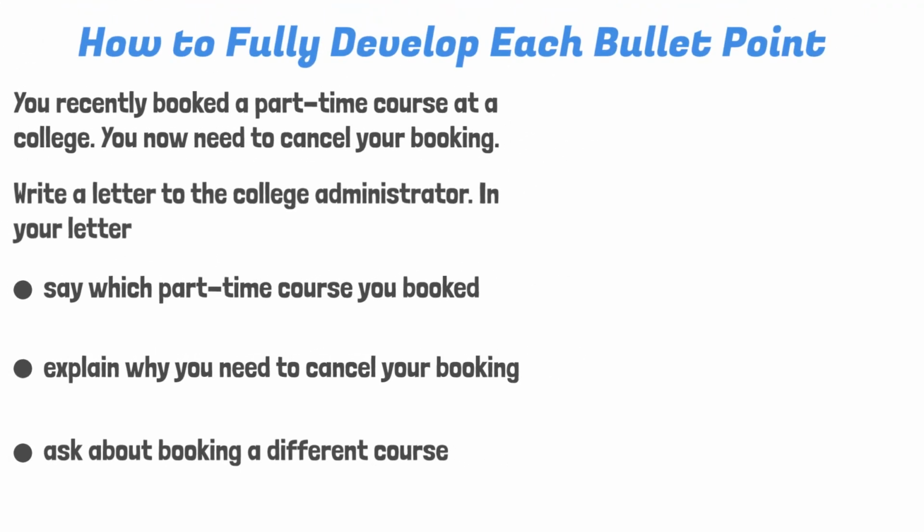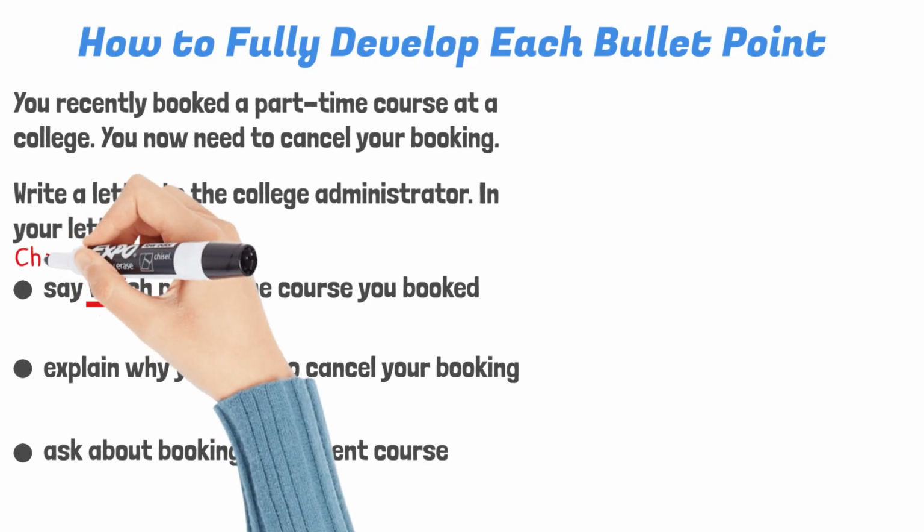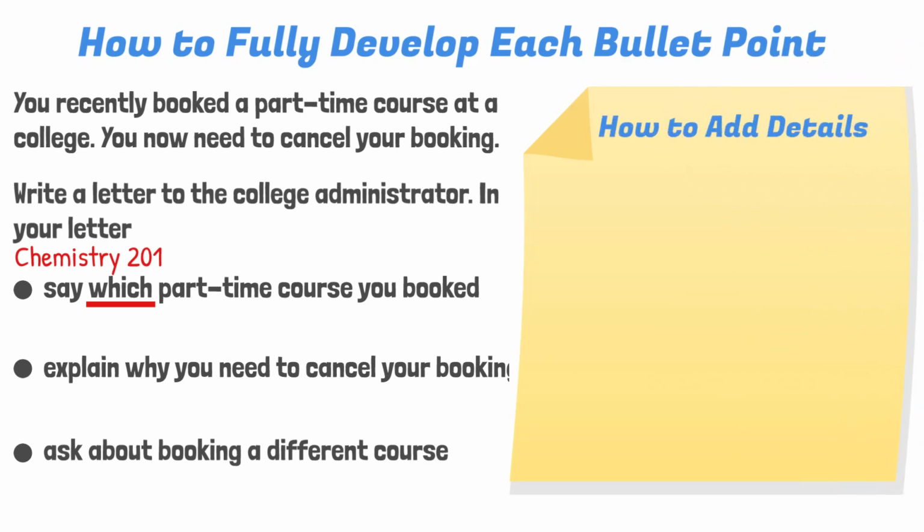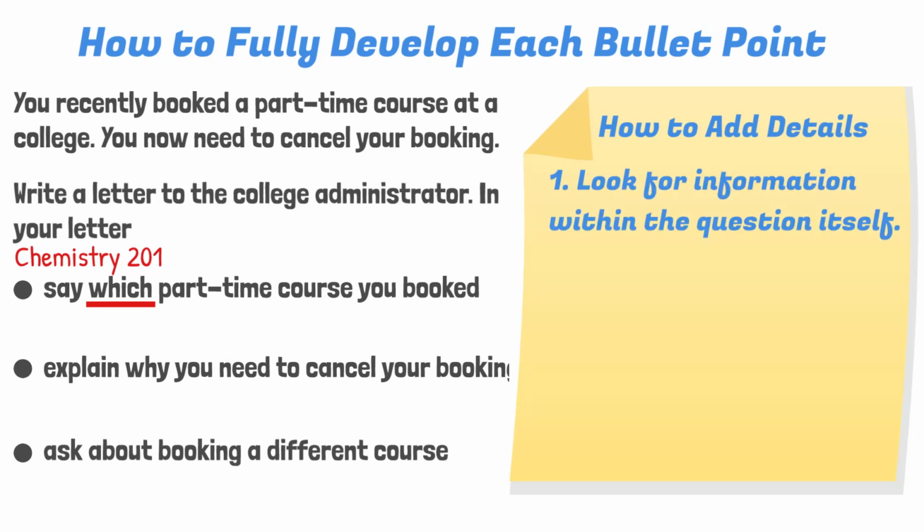So the first bullet point asks us to say which part-time course we booked. Let's say we booked Chemistry 201. The key to fully develop your Chemistry 201 course is to add some details, some information about the course. The first place to look for details is in the question itself. As you can see, the course is part-time, and you booked it only recently. You can include these two pieces of information in your writing. You can use the original wording, part-time and recently.